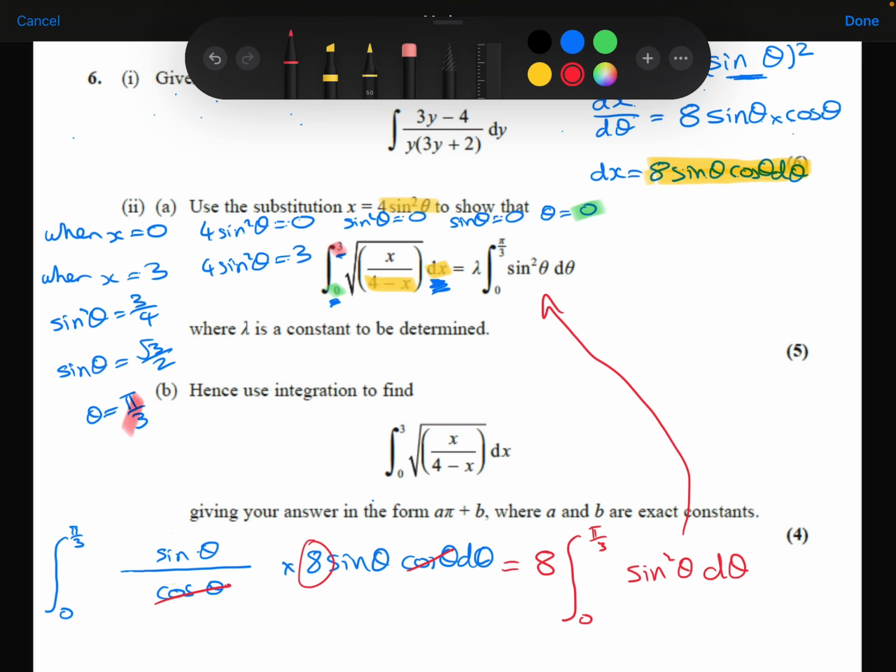Obviously, it's a show that question, so you would need to show all of those steps line by line. I didn't have space on my screen, so I've not shown all of those. I rubbed out as I went along. But if you need all of those steps, go back and re-watch that again, because that was a bit tricky, I know, and I went quite fast.